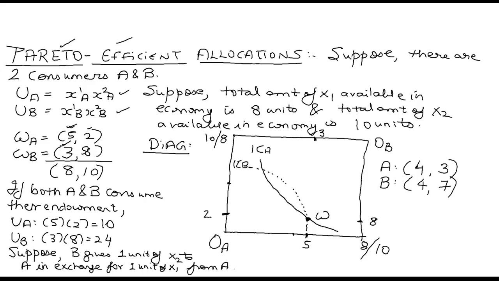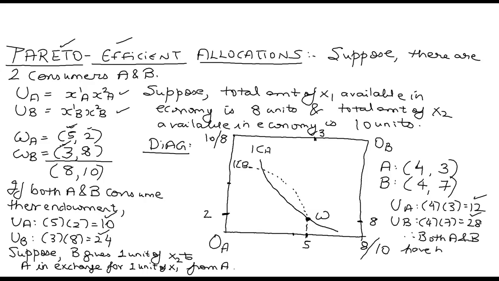Now let us see what the utilities will be. Now A's utility will be 4 into 3, which is 12, and B's utility will be 4 into 7, which is 28. You can see both A and B have become better off. Initially A's utility was 10, now it has increased to 12. Initially B's utility was 24, now it has increased to 28. So you can see, therefore, both A and B have become better off. That means they should trade.